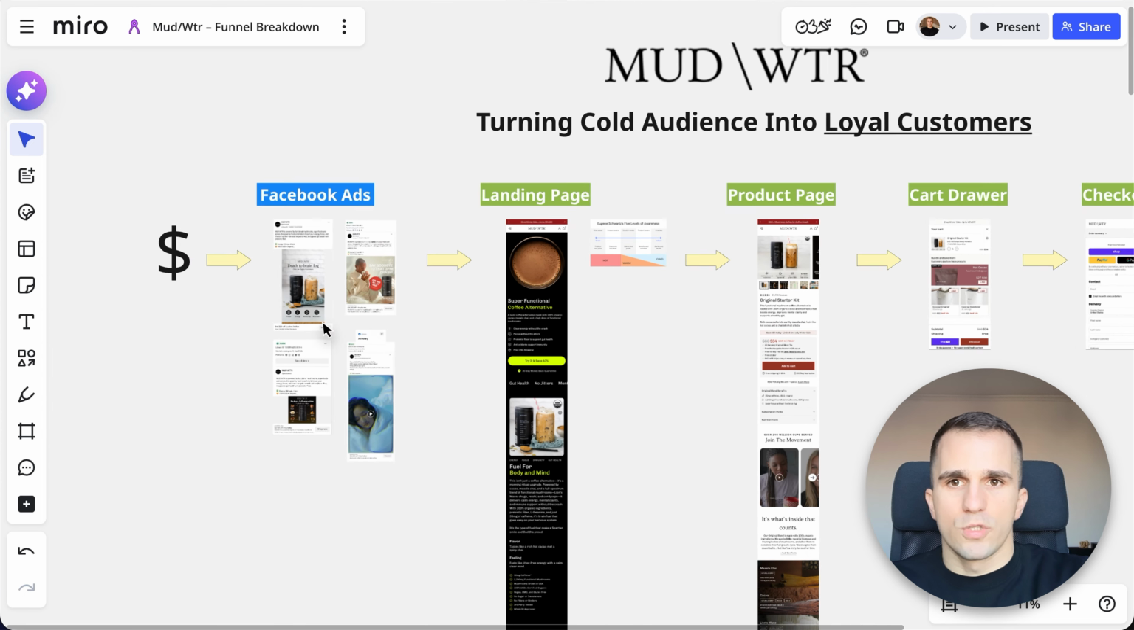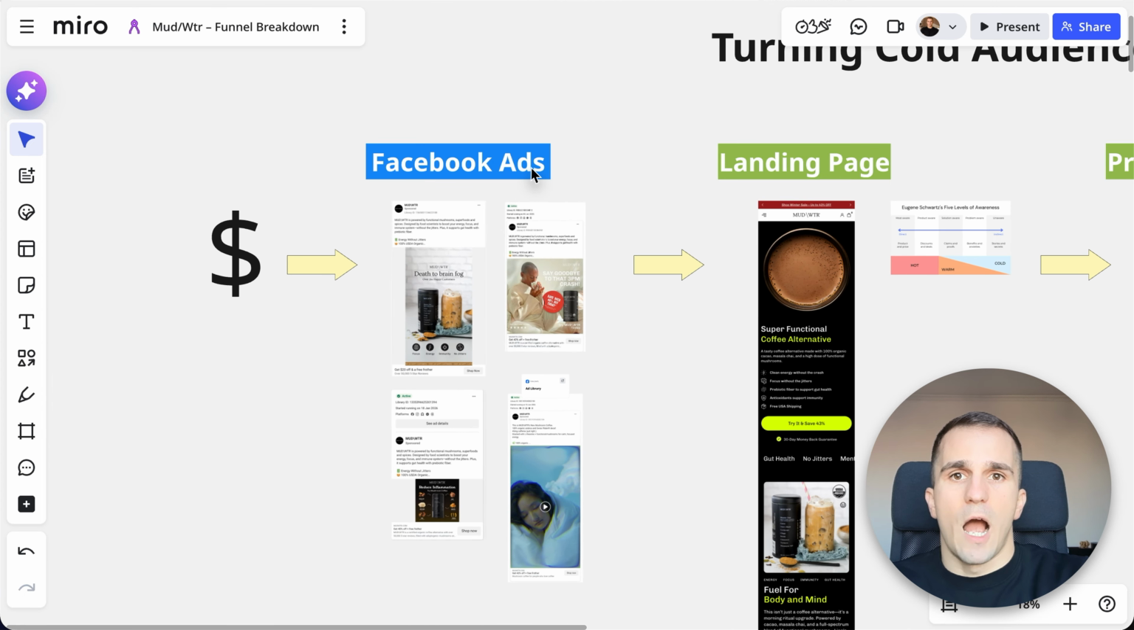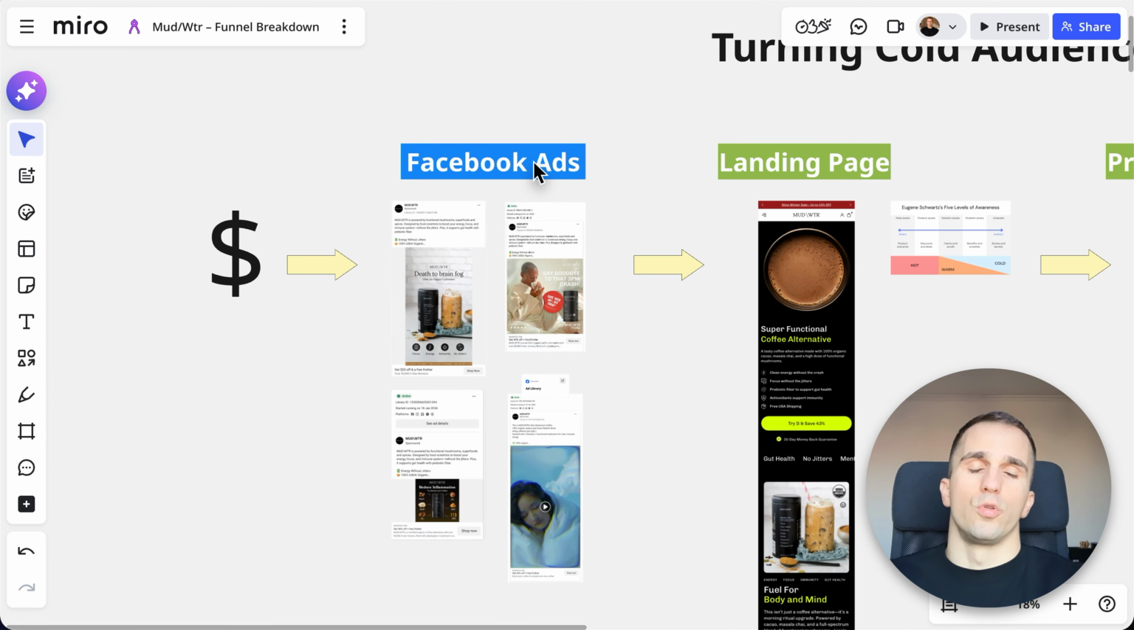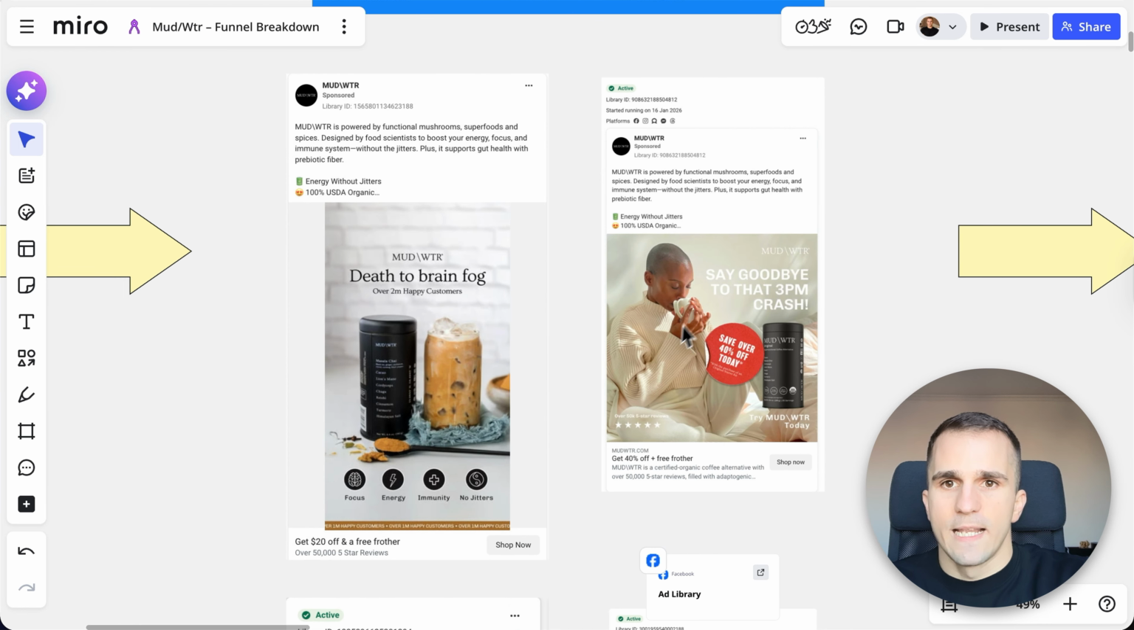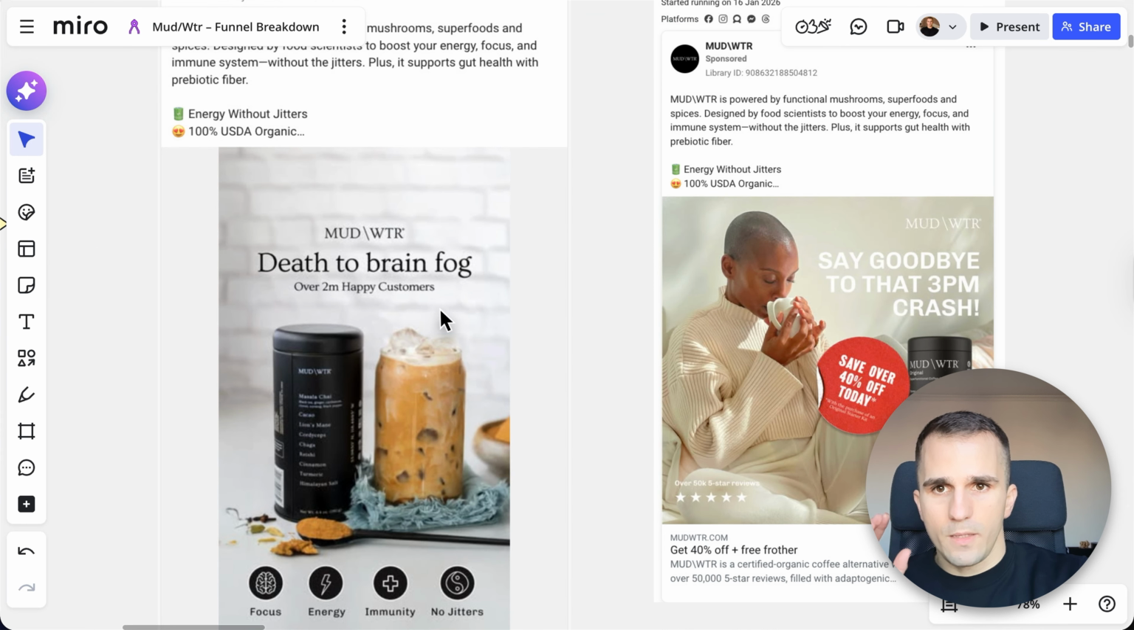So first off, we're going to start with their Facebook ads. So basically, how are they getting the attention of the cold audience on Facebook so that they pull them into their Shopify funnel? Here, first off, we have some of the static ads. And the way that they're targeting with their Facebook ads is called the problem solution lead. So here we have this ad.